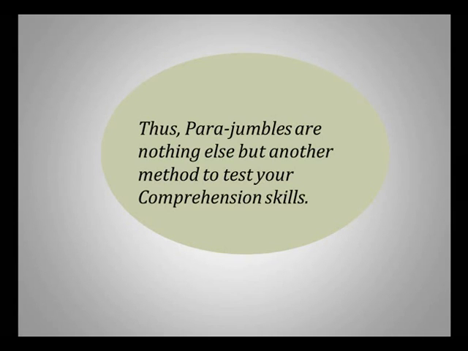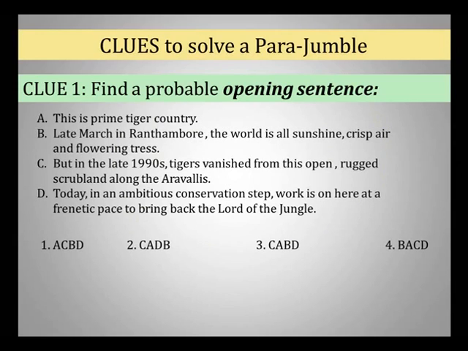So here we have the first question. We'll try and read it out. We want you to attempt the question, and then accordingly we would have a discussion. So the first question. A. This is a prime tiger country. B. Late March in Ranthambore, the world is all sunshine, crisp air and flowering trees.